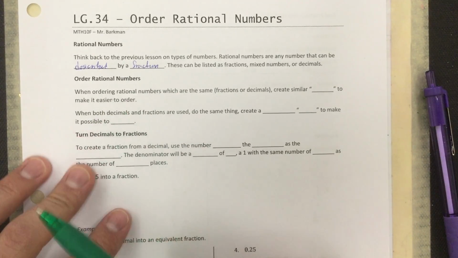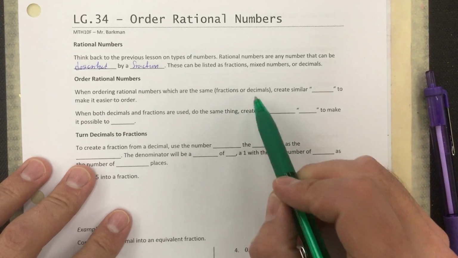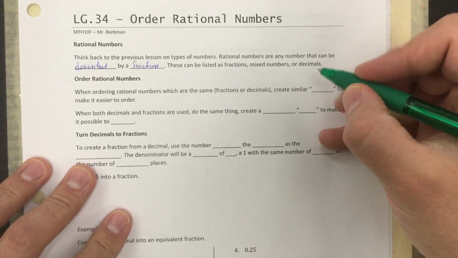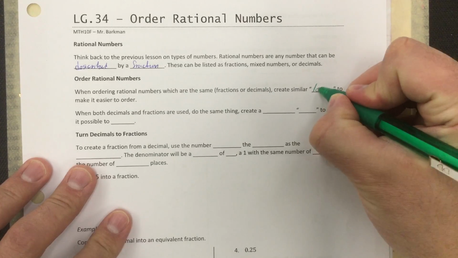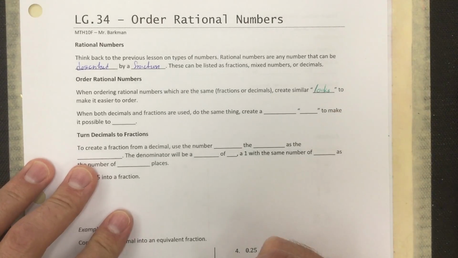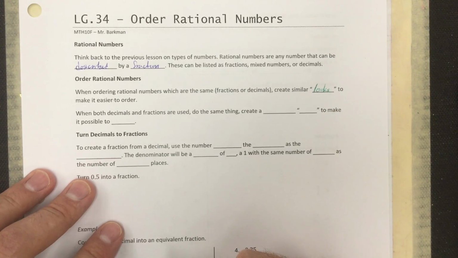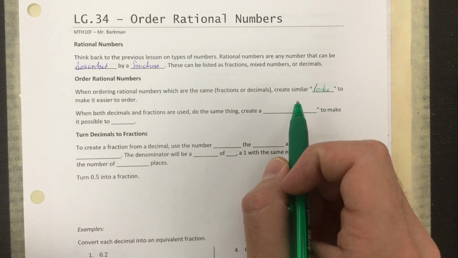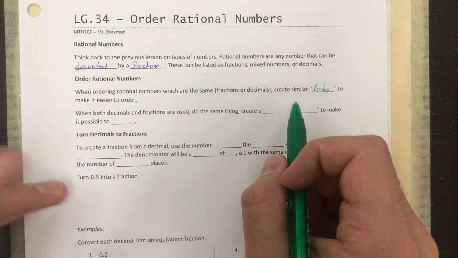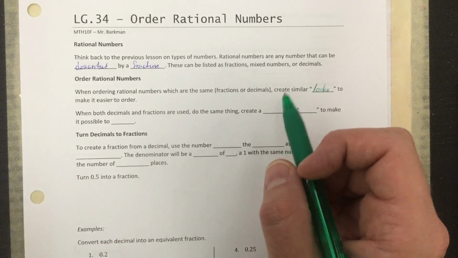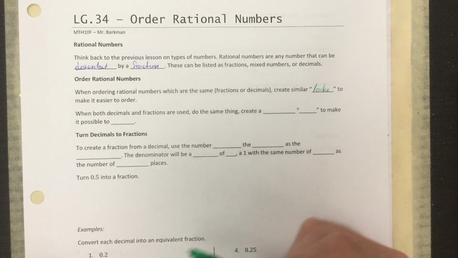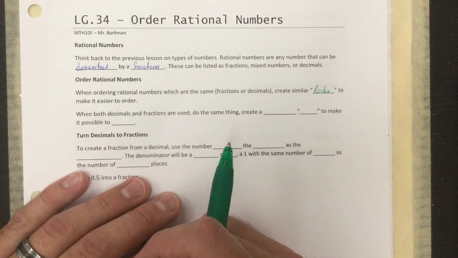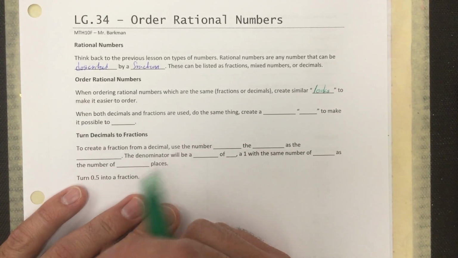When ordering rational numbers which are the same, such as fractions or decimals, we create a similar look to make it easier to order. We've done that already in the past. When it came to just fractions, we would find a common denominator and compare. When they were decimals, we would make sure we have the same number of decimal places, and we would compare, and then we can figure out which one is bigger and which one is smaller.